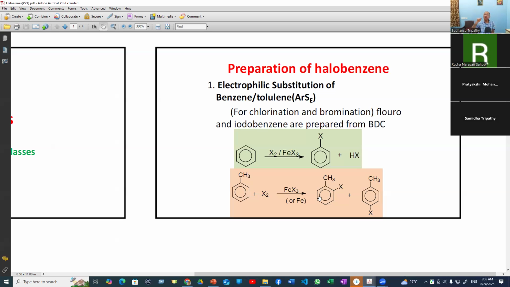Now in halobenzene we'll be studying electrophilic substitution. Nucleophilic substitution we have done. Another nucleophilic substitution we'll be doing is named acyl substitution. Nucleophilic, not simply nucleophilic substitution. Nucleophilic substitution will always mean SN1, SN2.